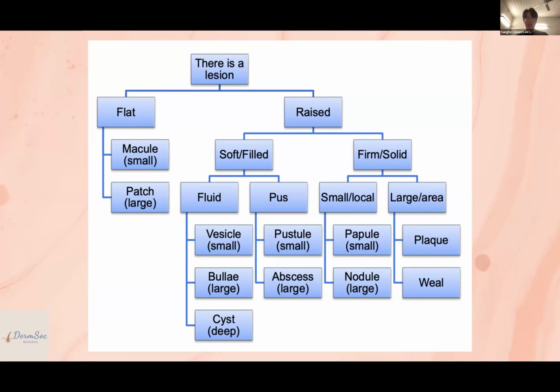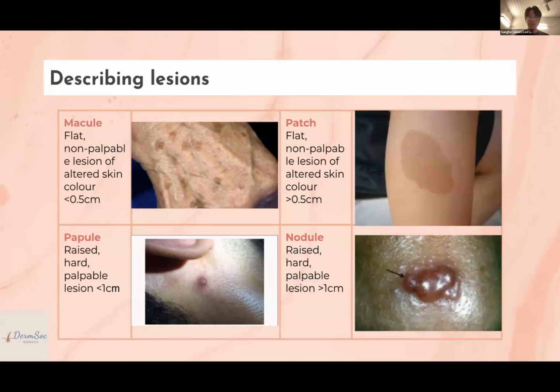If they present on a larger area with a bit of a raised surface, then we can consider them as plaques or wheals, depending on the presentation. For soft fluid-filled lesions, we can divide them into whether they're fluid or pus-filled. If they've got serous fluid, then depending on the size, we can divide them into vesicles or bullae mainly. And if they've got pus in it, they can be called pustules, or abscess if larger.